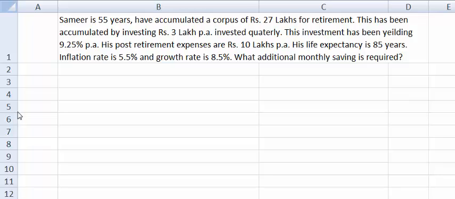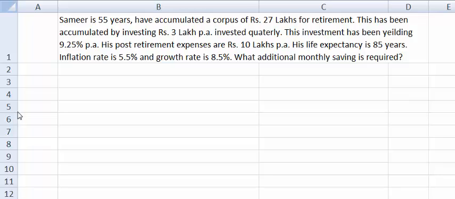Let's have a look at this retirement planning question. We have Samir, 55 years old. Samir is 55 years old and has accumulated a corpus of 27 lakhs for retirement. This has been accumulated by investing rupees 3 lakhs per annum, invested quarterly. So that will be about 75,000 rupees of investment every quarter.